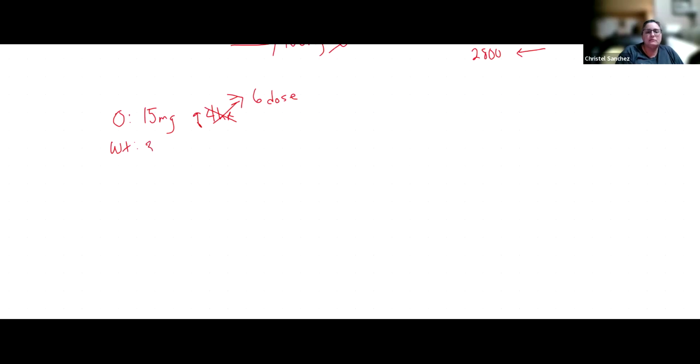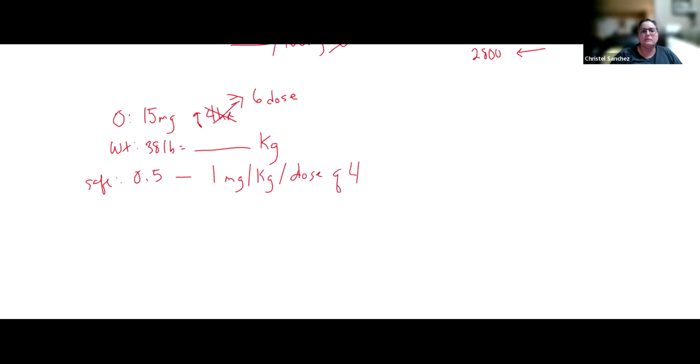So I automatically draw my line here because I know I'm going to have to convert. Then it says that our safe range is 0.5 to 1 milligram per kilogram per dose, Q4 hours.